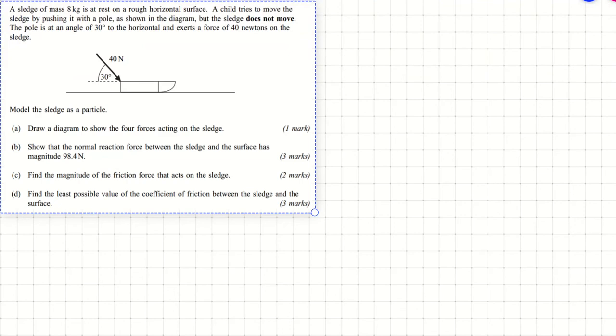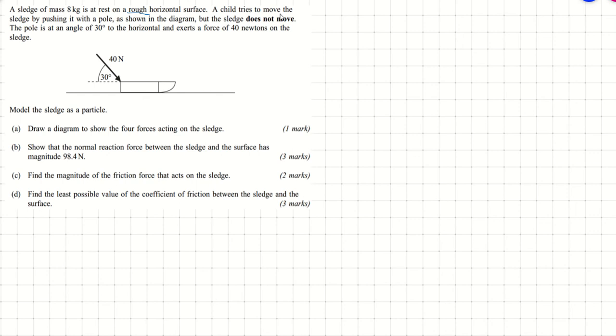In this video, we're going to look at a mechanics question involving friction on a horizontal plane. So we have a diagram here of a sledge on a rough horizontal surface. Because it's rough, we know there's going to be friction involved in this question. Okay, so let's go straight to the questions. The first question: draw a diagram to show the four forces acting on this sledge.